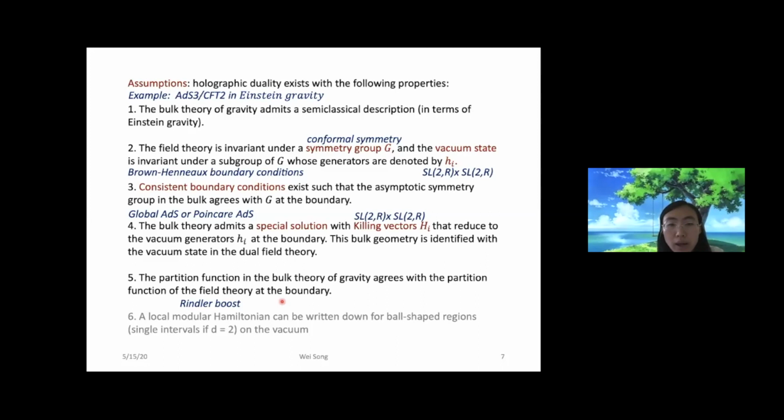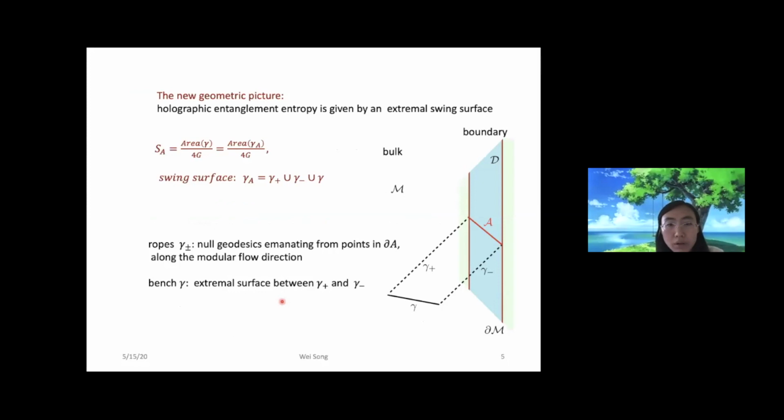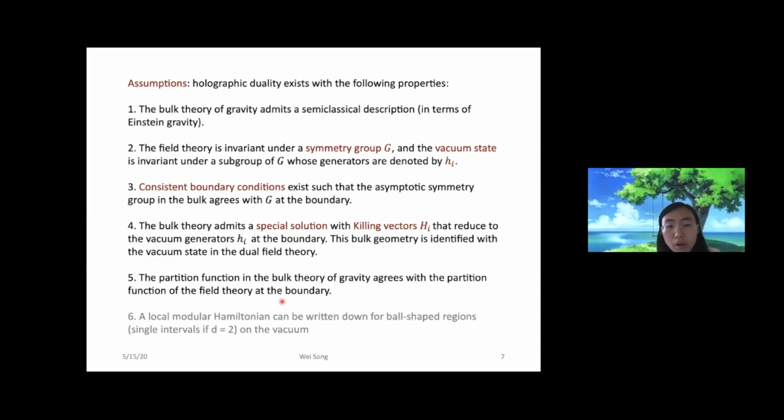And moreover, I would show that in order to have this general picture of holographic entanglement entropy, we would also need to require that for the vacuum state entanglement entropy, for say a single interval, we will be able to write down a local modular Hamiltonian. I'll show later how to do this. Are there any further questions about these assumptions?